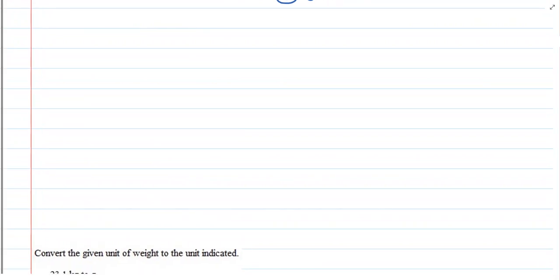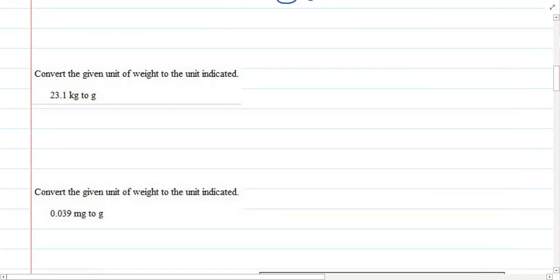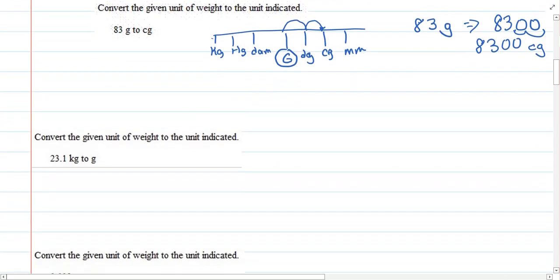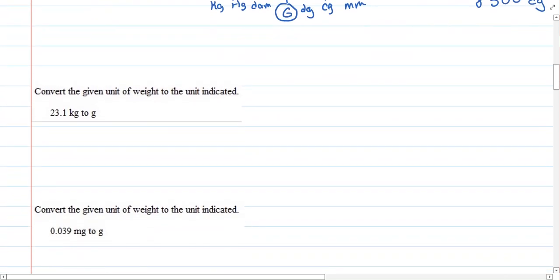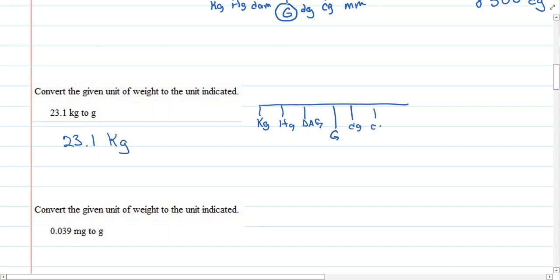Let me get it closer. I don't know when, I guess when I copied it, it got messed up. All right, so here we're starting with 23 and 1/10 kilogram, and we're going to grams. So let's do our little chart. Kilograms, hectograms, decagrams, grams, decigrams, centigrams, and milligrams.